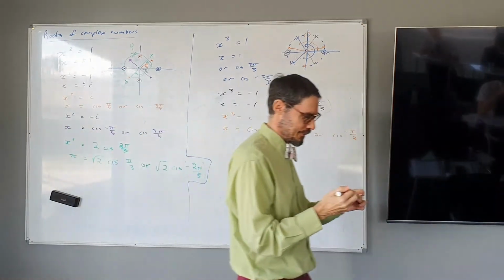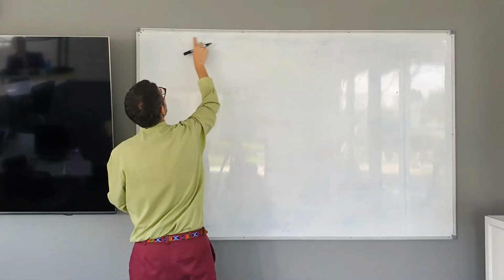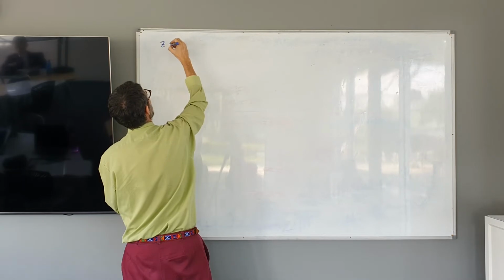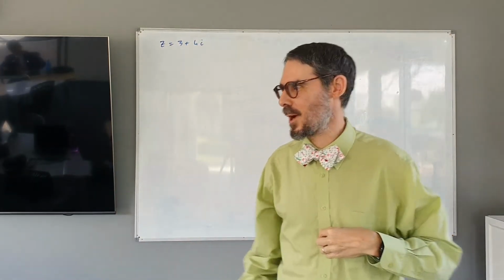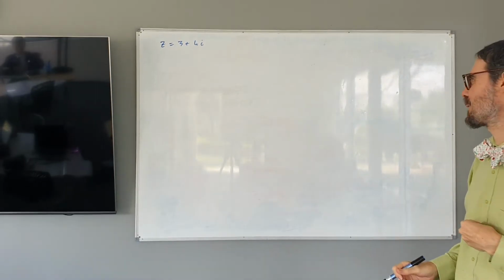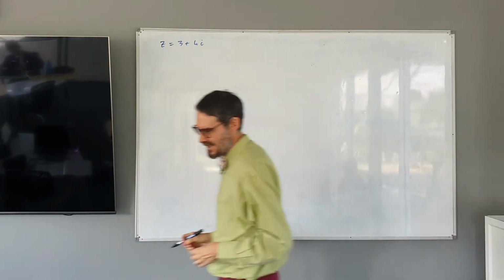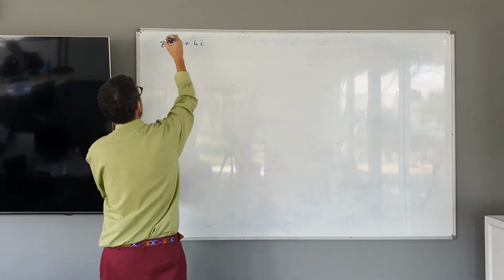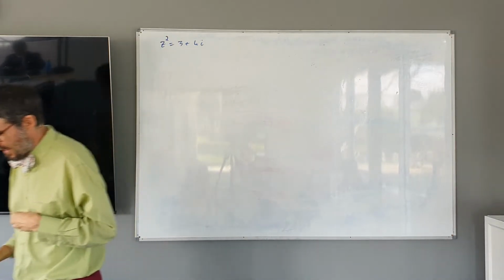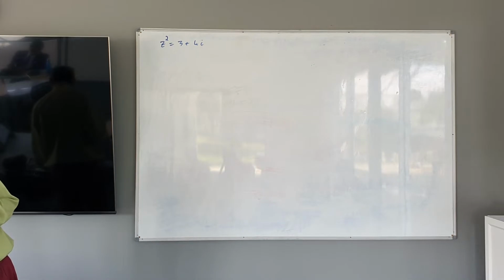I'll make it a bit harder. All right, more complicated ones. Z equals 3 plus 4i. Sorry, Z squared equals 3 plus 4i. How do I find the solutions?